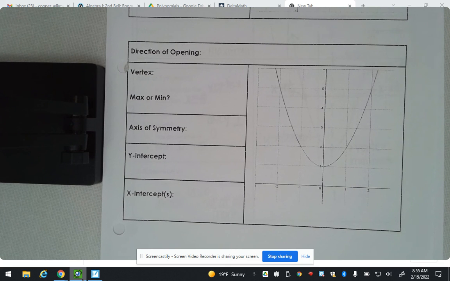Those aren't your x-intercepts, careful. Where's your y-intercept? You only have one. That's just that one.